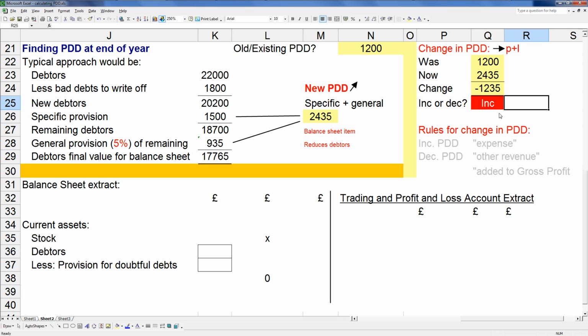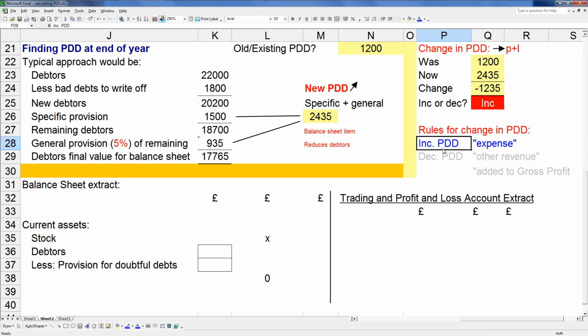So it goes in the P&L, we've just clarified that, but where does it go? Does it increase gross profit with other revenue, or does it decrease gross profit with an increase in expenses? So here are the rules, which you may know already, or you may be learning from me for the first time. If there's an increase in PDD, which is what we have in this first example, then this is classed as an expense. So we're increasing the provision. So provision is an amount of money that we are expecting not to get from debtors. So basically, if provision goes up, then our costs go up. That's the way of thinking about it.